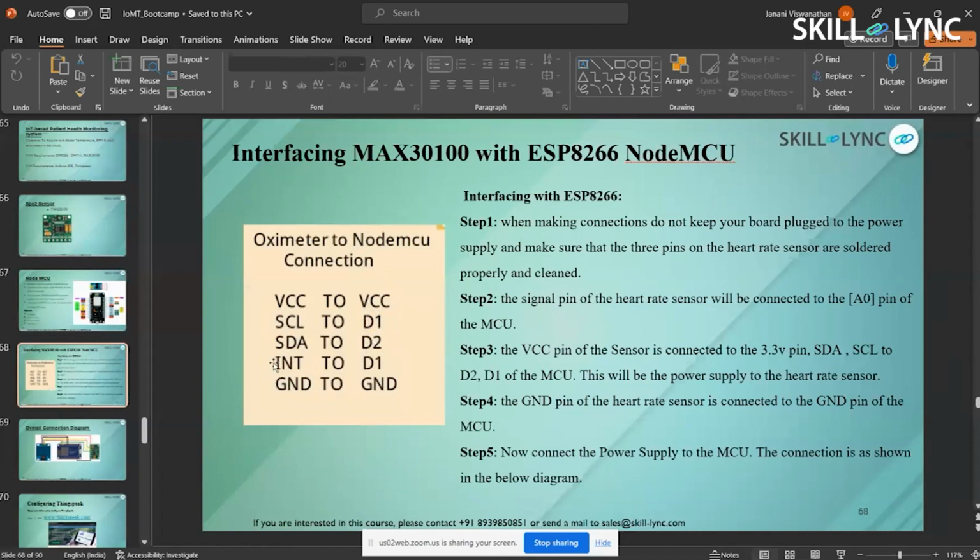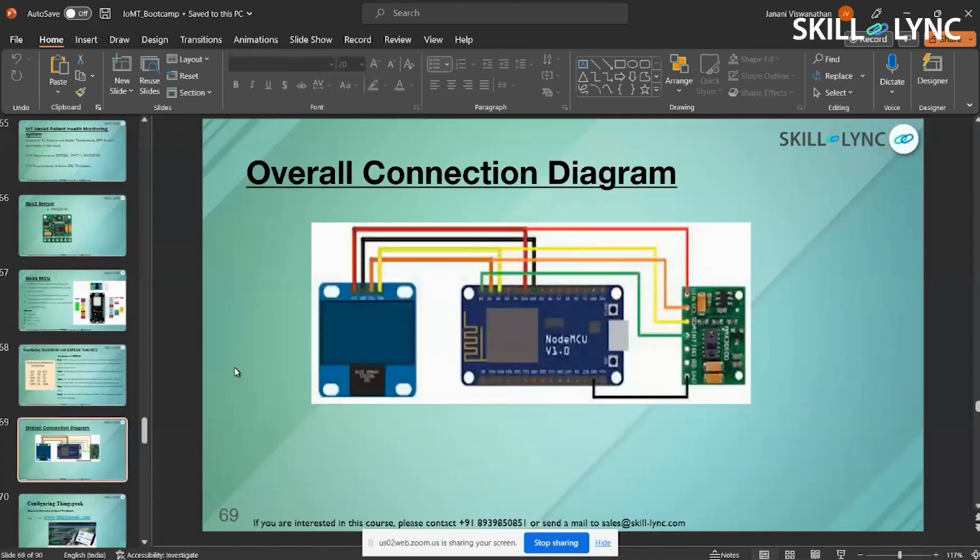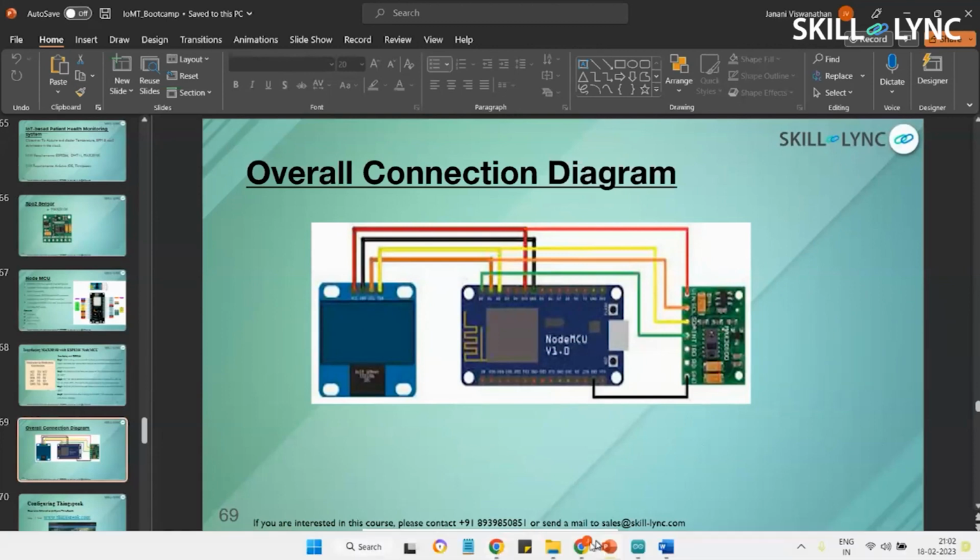The MAX30100 uses the I2C communication protocol. If you download the required library functions for the MAX and ESP board, you generally don't need to connect this INT pin. So this is your connection diagram, guys. What I thought is, I can show you on an OLED how the value is being displayed. I don't know how far this connectivity is going to work. I will just show you.